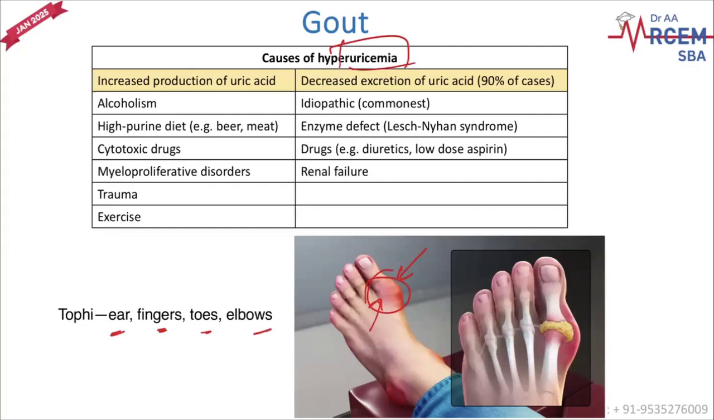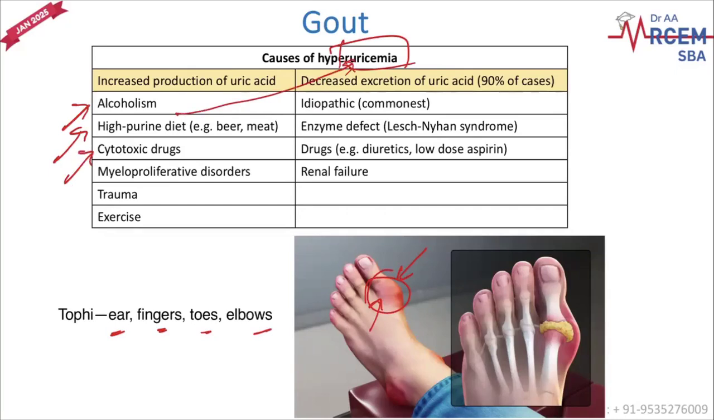What are the causes for increased uric acid? Increased production of uric acid. It might be because of increased alcohol consumption or increased protein consumption itself, because uric acid is a byproduct of proteins. So increased protein intake can result in increased uric acid levels. Also increased breakdown of the muscles. Your muscles are nothing but proteins.